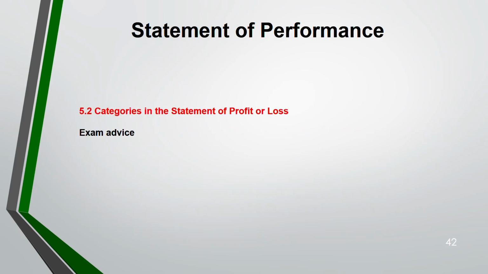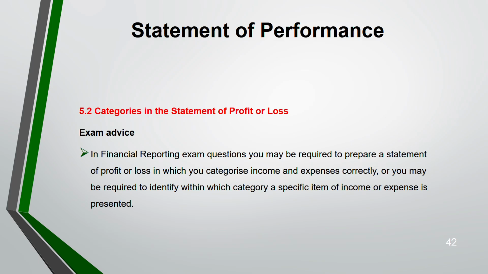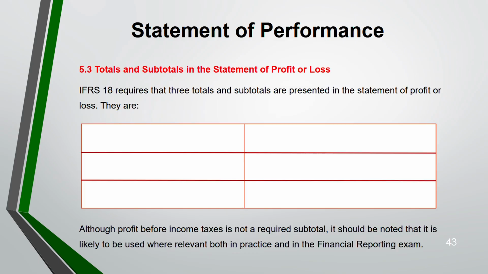Now, exam advice. In your FR exam, you may be required to prepare a statement of profit and loss in which you have to categorize income and expenses correctly, or you may be asked to identify within which category a specific item of income or expense is presented. One of these two. Now, coming to the totals and the subtotals in your profit and loss. Very, very important. IFRS 18 requires 3 totals and subtotals. They are operating profit. Remember this.